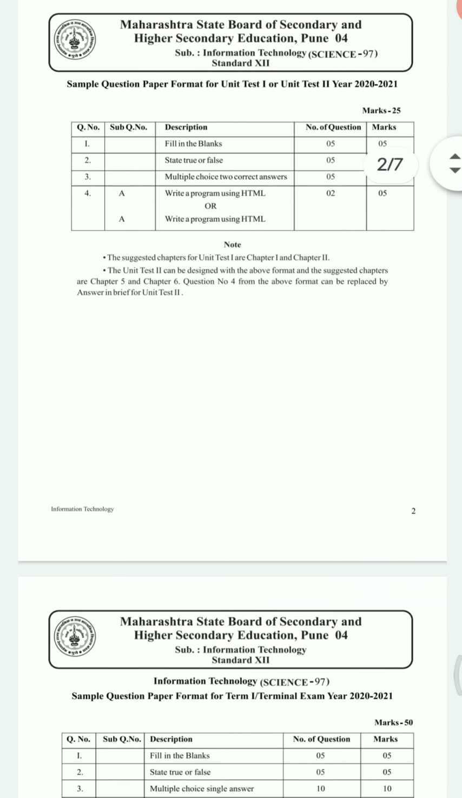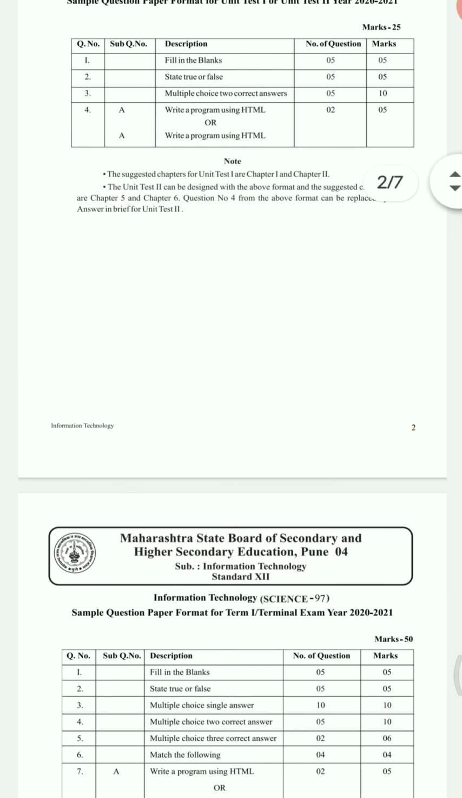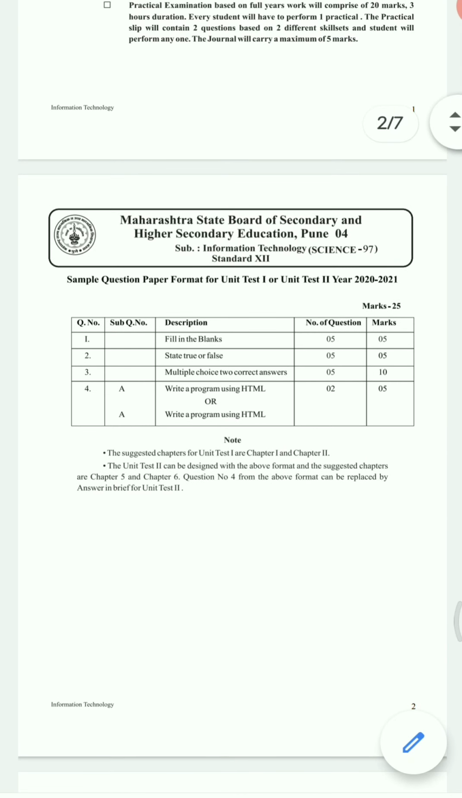Next is the paper pattern for the 25 marks paper. For unit test 1 or unit test 2, the paper pattern is like this: filling the blanks, where the number of questions is 5 and the marks allotted are 5. State whether true or false, 5 questions, 5 marks. MCQs with 2 correct answers, 5 questions, and the marks allocated are 10. So one question carries 2 marks.